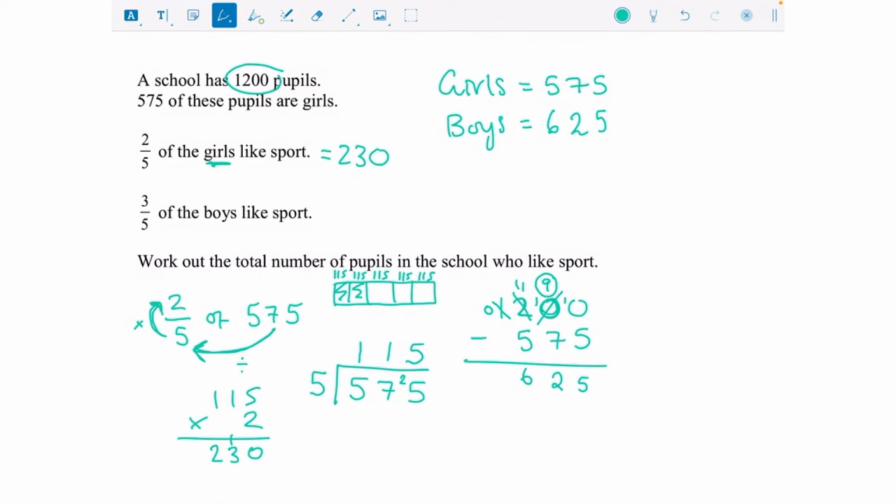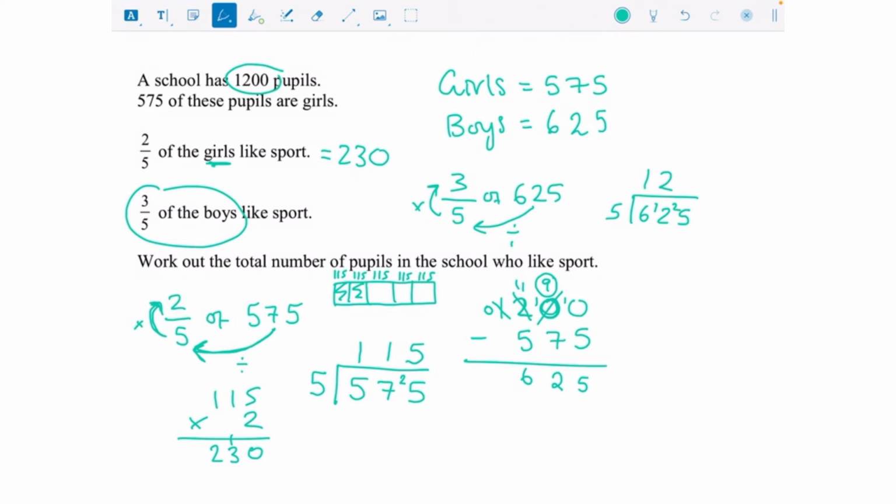Now we need to do 3/5 of the boys. So 3/5 of 625. And again, we're going to divide by the bottom and then times by the top. So 625 divided by 5. 5 fits into 6 once, remainder 1. 5 goes into 12, 2 whole times with 2 left over, and 5 goes into 25 5 times. So we've divided by the bottom, and now we need to times that by 3 because we wanted 3/5. So 125 times by 3.